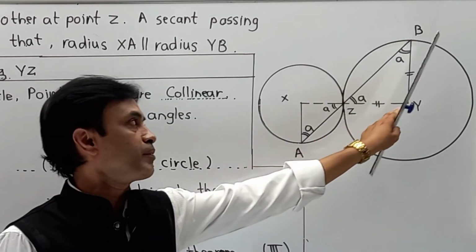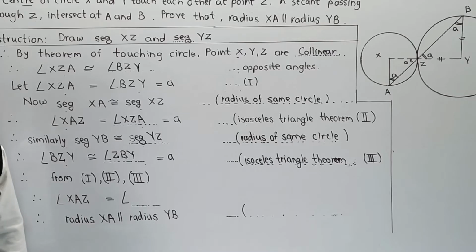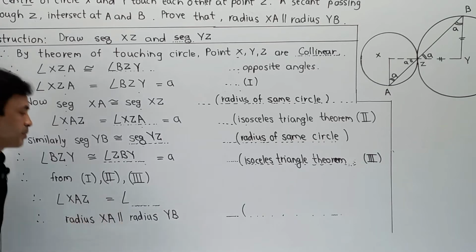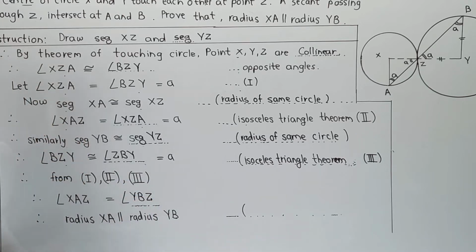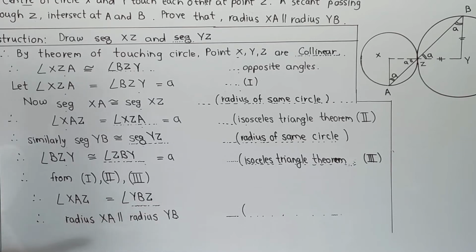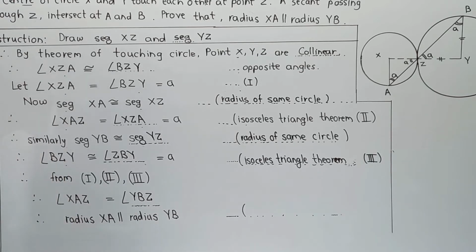Why? Because these two lines will act as parallel lines and AB acts as a transversal. We are going to write that part over here. Therefore, now from equation 1, equation 2 and equation 3, angle XAZ is equal to angle YBZ, and finally if XAZ equal to YBZ, these act as alternate angles where AB acts as a transversal. Therefore radius XA is parallel to radius YB, and we can give a reason as alternate angle theorem.